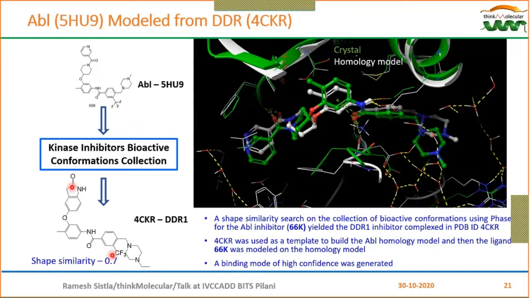We got another compound which had a shape similarity of 0.7, and through that we actually got 4-CKR. This compound is bound to TDR1 kinase, which is PDB ID 4-CKR. So therefore we took 4-CKR as a template and then we did the homology model of ABM. So when we constructed a homology model like that, lo and behold, I wish I could show you a docking picture of how it behaved in the first approach versus the second approach.